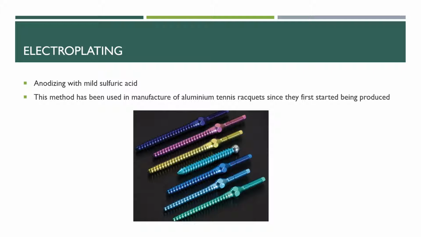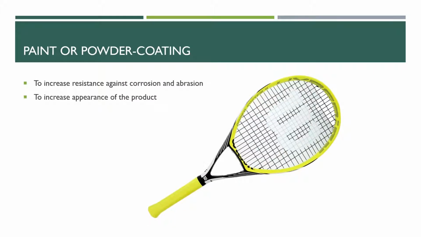The final finishing process is painting or powder coating. This is done to increase the resistance against corrosion and abrasion too. The paint or powder coat acts as a second layer against corrosion or scratches and burrs. This is also done to increase the appearance of the product to make it visually attractive.